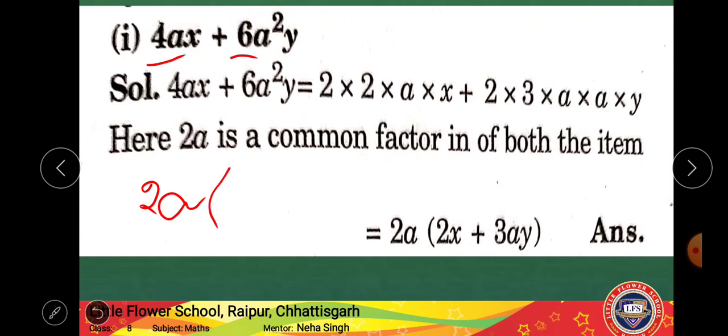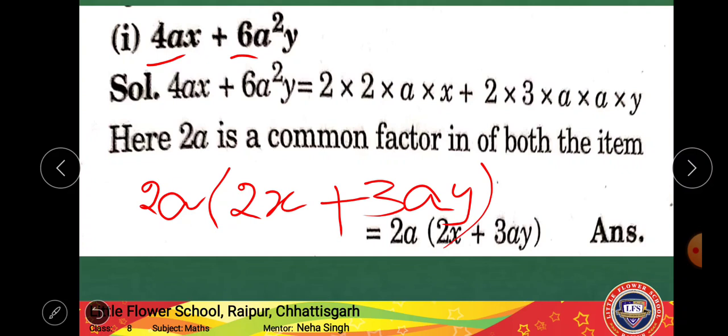And what are we left with? Here if I take common 2a, 2 is left and x is left, plus 3ay, right? Here 1a is taken common, so 1a is left and y is left, so 2a bracket 2x plus 3ay is the answer. Okay, moving on to the next.